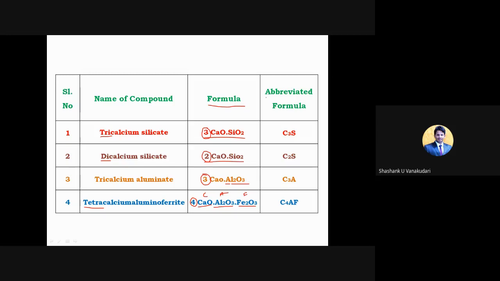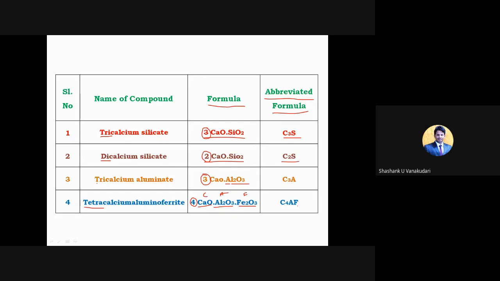Here the abbreviated formula is also given, so that while writing explanations in answers you can directly write the abbreviated formula. Once you write C3S, it's nothing but tricalcium silicate. C2S is dicalcium silicate, that is 2CaO·SiO2. Similarly C3A is tricalcium aluminate, and the last one, C4AF, stands for tetracalcium aluminoferrite. Okay, so these are the four different Bogue's compounds which are present in the cement.